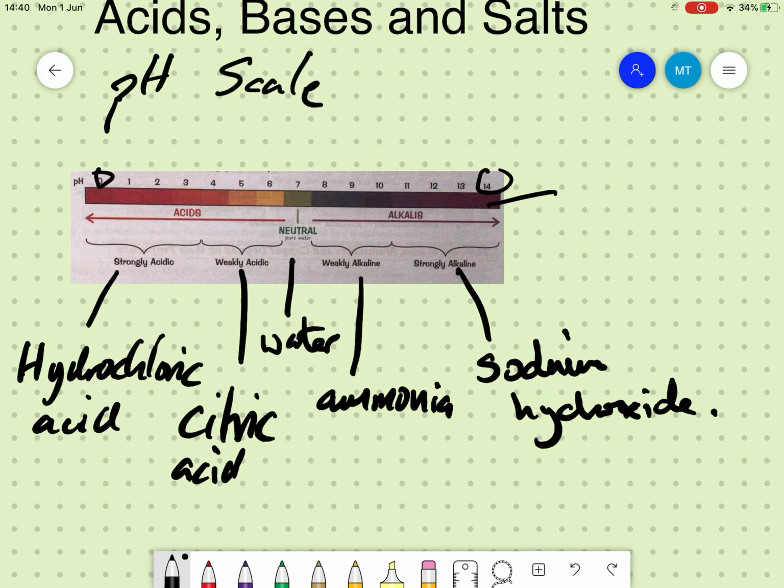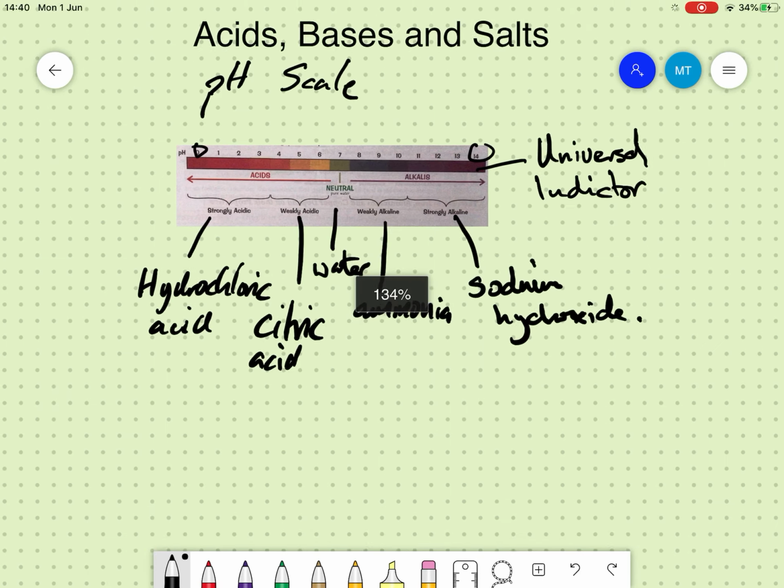Now notice the colours here. The colours range from red all the way through green, through to purple. This is the colour that a particular indicator called universal indicator would go in these pH environments. It's a really useful indicator because it gives you an idea of roughly the strength of the solution in terms of its pH, whether it's acid or alkali. It's not particularly accurate, so you can't use it for much more, but it gives you a good idea of roughly what the pH is. It's not very precise, but it puts you in the right sort of ballpark.